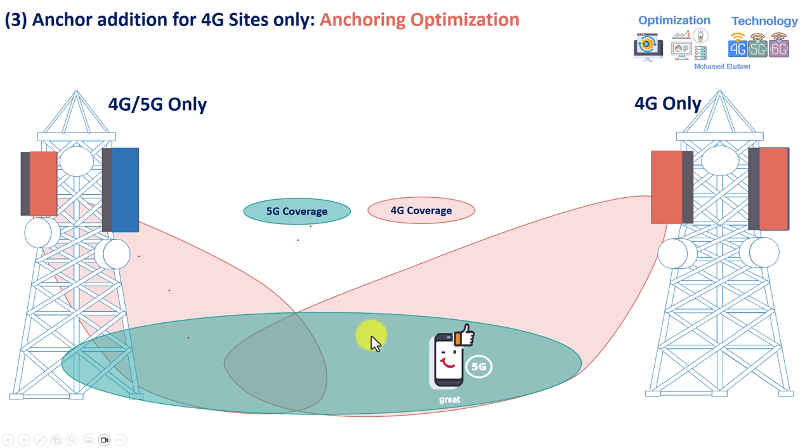You need to be very careful whenever you do the optimization, either for the B1 threshold, which we are going to discuss in the next slides, or in general when adding 4G-only sites as an anchor for the 5G sites. But this is just an idea, especially for a new network. So let's move forward and see what we have.